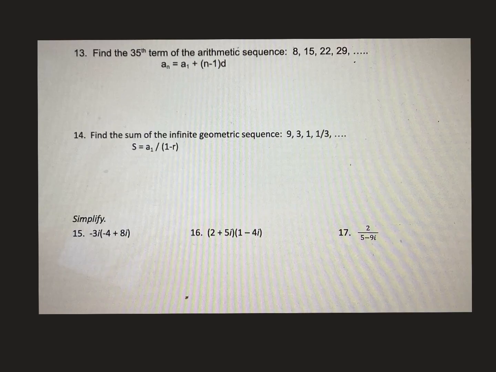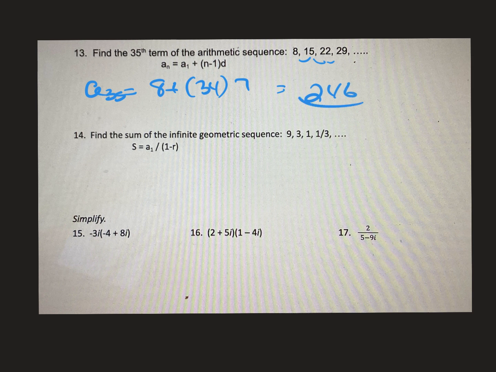All right, number 13. Find the 35th term. I gave you the formula right there. The 35th term is the first term plus n minus 1 times d. N is 35, so n minus 1 is 34 times d. What are they doing here? The d is 7. They're increasing by 7. Just going to punch that straight in. 8 plus 34 times 7. I'm getting 246, and there it is.